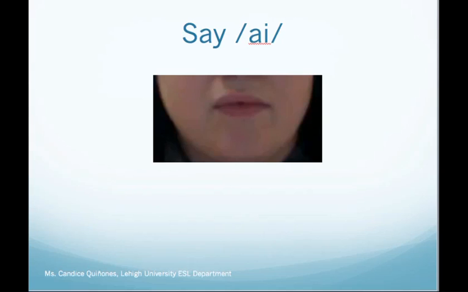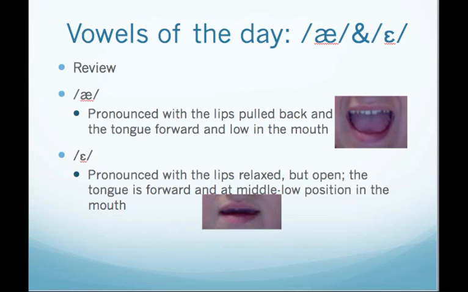Okay. Now, moving on to the A and the E. For the A, remember your lips are pulled back, the tongue is forward and low. The difference between the A and the I is that the I is pronounced with two sounds, and the starting sound is in the back of your mouth, not in the front of your mouth. So it's I, ah. You should hear a difference there.